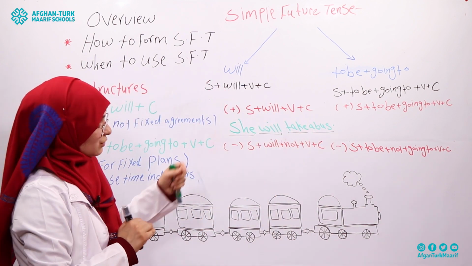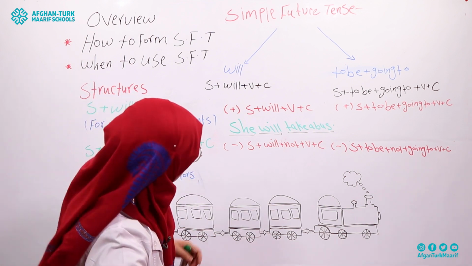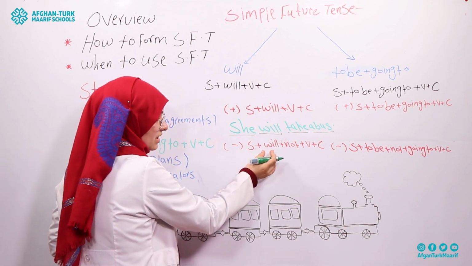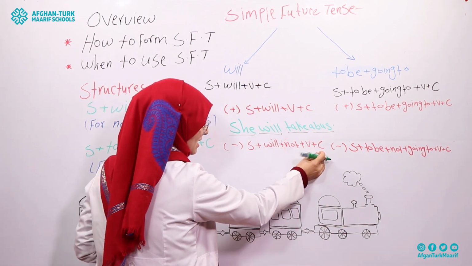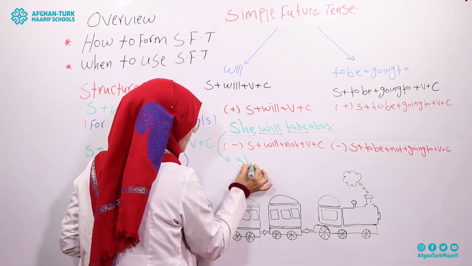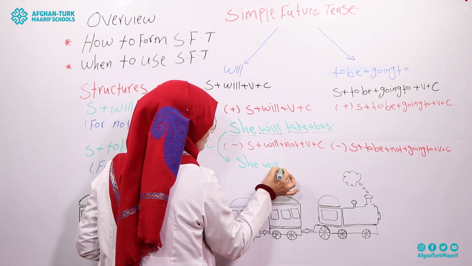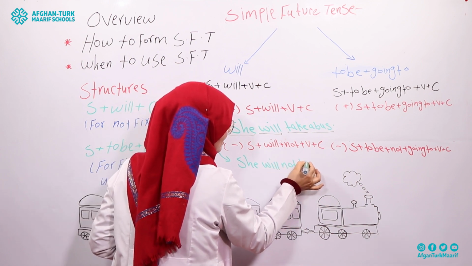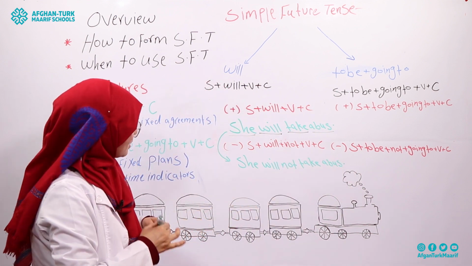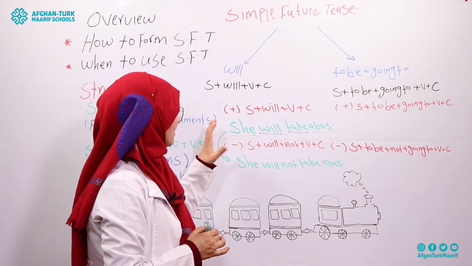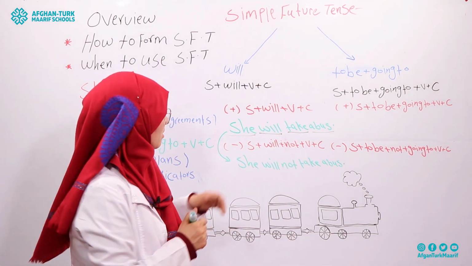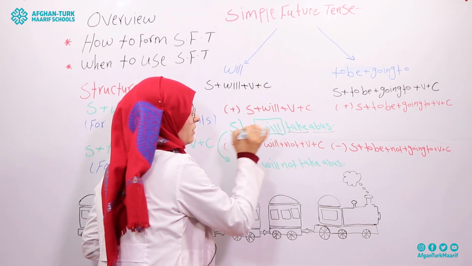Now let's come to the negatives. How do you use simple future tense for negative sentences? You have subject, will, plus not, plus verb, plus complement. For example, we are changing this structure into negative: she will not take a bus. These 2 examples show that this person decided at the moment of speaking what she will do in the future.